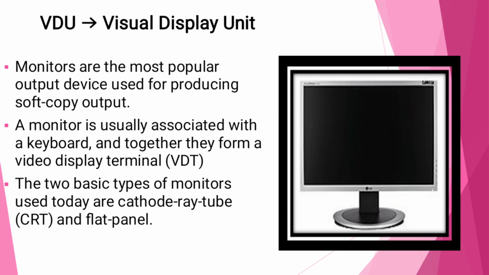The two basic types of monitor used today are the cathode ray tube and flat panel. The cathode ray tube monitors look much like televisions and are used with non-portable computer systems. On the other hand, the flat panel monitors are thinner and lighter and commonly used with portable computer systems like notepad computers. Today, they are mostly used with flat panel systems only.